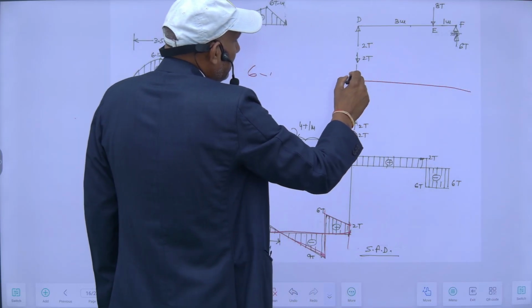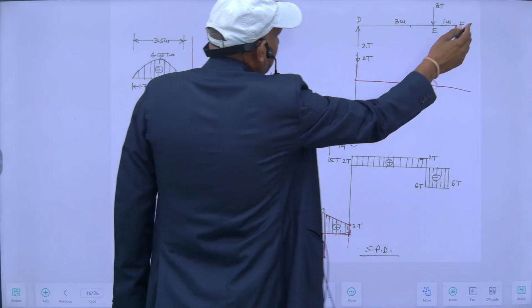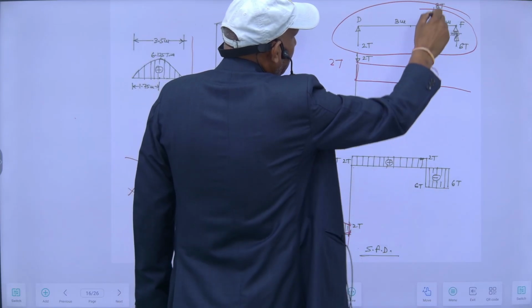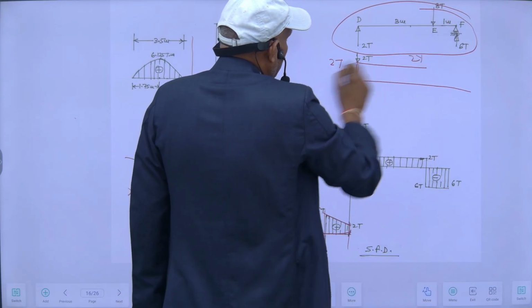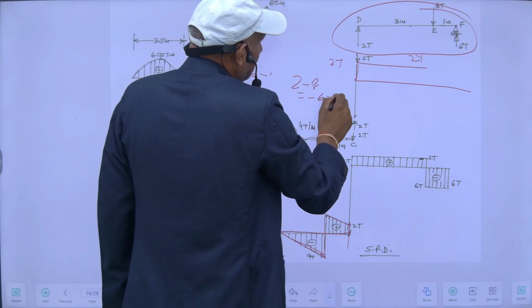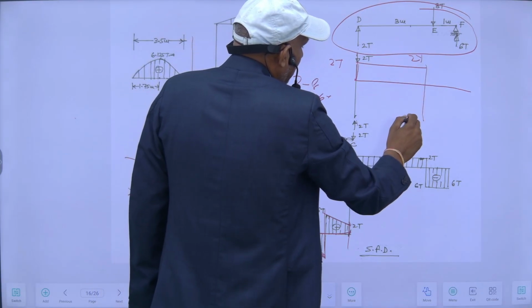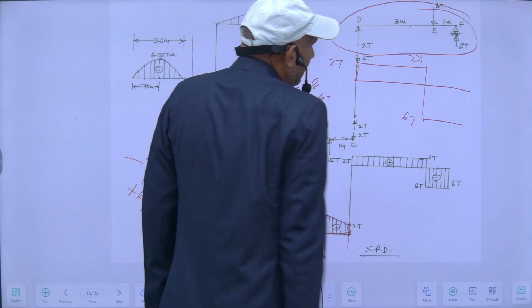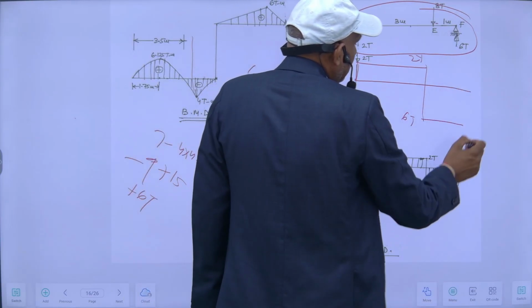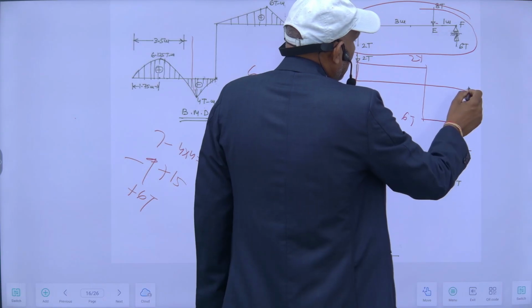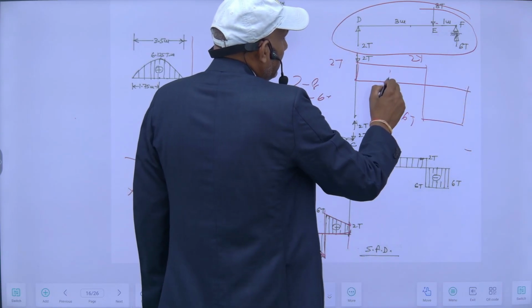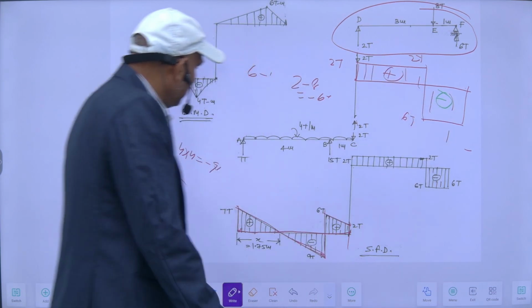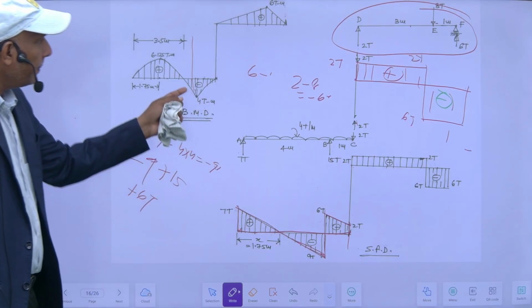This 2 is upward for this portion. This is 2 ton. Then it will be constant here. Then again 8 ton minus. So 2 minus 8 will be minus 6 ton. So it will be 6 ton minus. Then it will be constant here. And then again minus 6 plus this 6, so it will be 0 here. So this is plus and this is minus. So this is my shear force diagram, and this is the bending moment diagram.